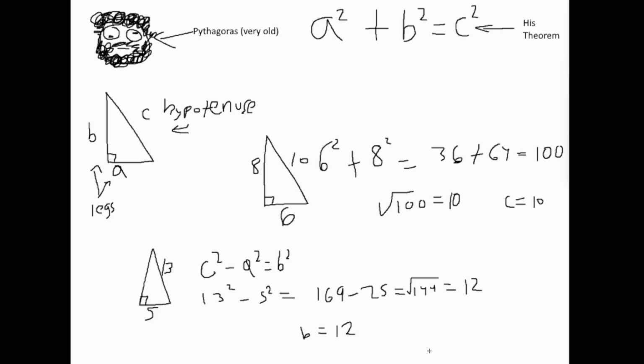And that's it. That's how you can use the Pythagorean theorem to find the hypotenuse and the other legs of the right triangle.